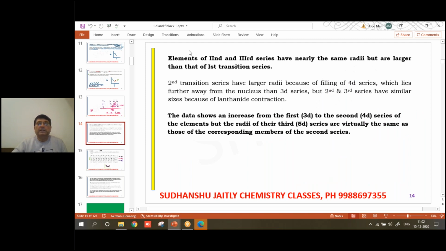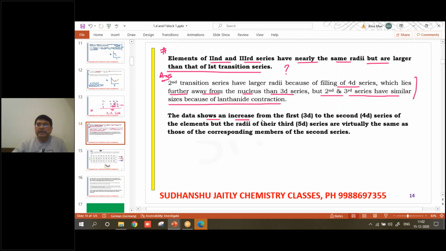So the next concept: the elements of the second and third series have nearly the same radii but are larger than those of the first transition series. The second transition series has larger radii, we are telling its answer, because of filling of the 4D series, which lies further away from the nucleus than 3D, and the second and third transition series have similar sizes because of lanthanide contraction. But one word answer, one line answer.